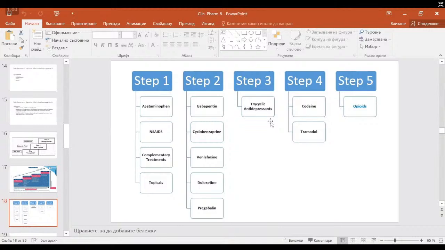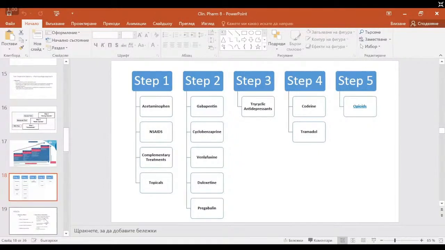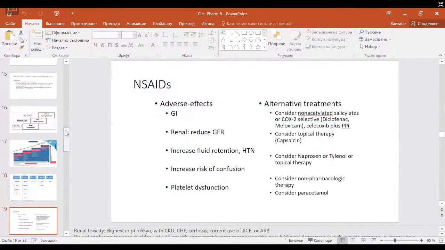Again, it can be used in migraine treatment also. And then step 4 and step 5, which is actually step 2 and step 3, we have the weak opioids like codeine and tramadol, and then in step 5 we have the strong opioids like morphine or fentanyl.